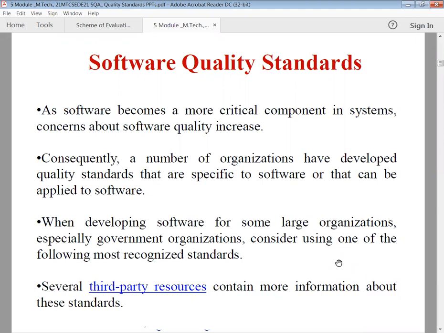The software standards are specific to the software, as well as based on the hardware, software and other standards they are following. When developing software for some large organizations, especially government organizations, consider using one of the following most recognized standards. If you take any government organization, in general they go for ISO standards. And several third-party resources contain more information about those standards. There are so many third-party organizations. If you are in the automobile sector, the automobile association will have its own quality standard. In the same way, the software industry follows ISO standard as well as IEEE standard, Six Sigma, Agile. Depending upon the domain and the process we follow, we take different standards.